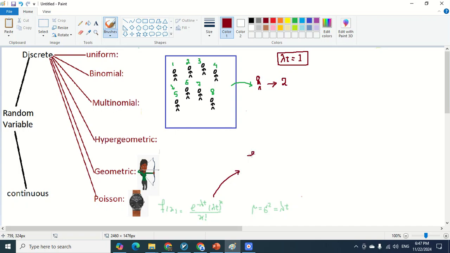probability distribution function, the f of 2, or failing a course 2 times in this manner, will be equal to e to the power of -1, because the average is 1, times 1 to the power of x, or 1 to the power of 2, over 2 factorial. So the result will be 1 over 2e, where e is the Euler number indeed. So that is the value of the probability in this case.